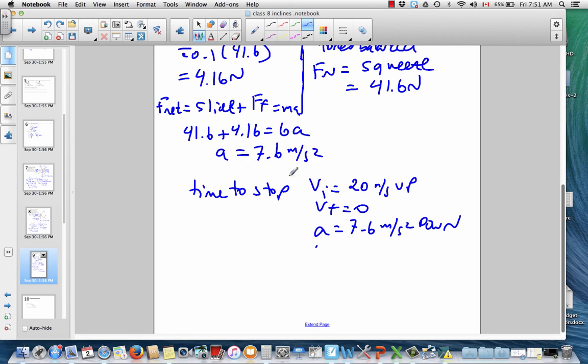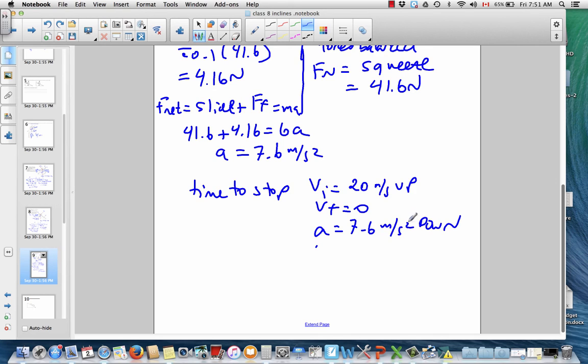Now, if you look at the example, you'll see there's actually another part. It says find the time to stop. This mass has started moving upwards at 20 meters per second. That's given information on the picture. If it stops its final velocity at 0, we've just found the acceleration. So now we can actually do kinematics on this.